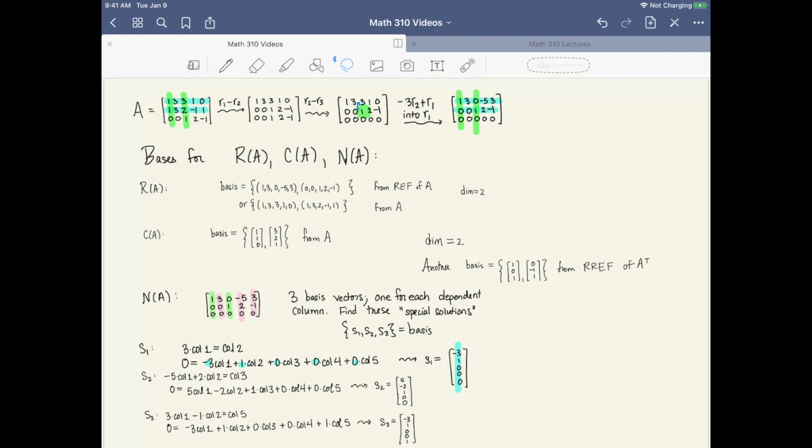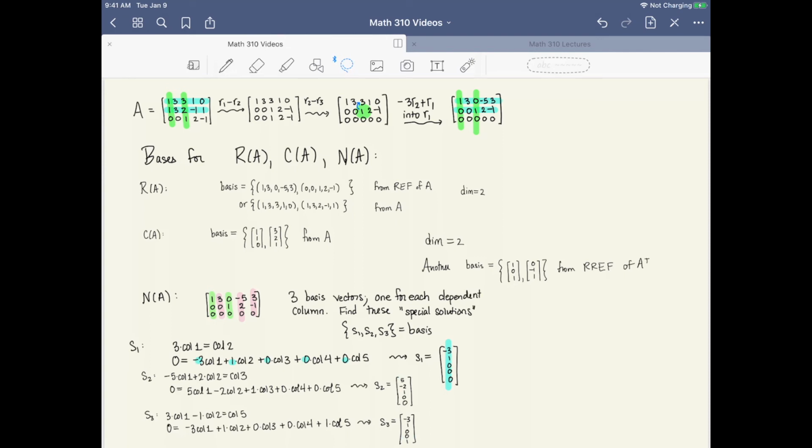From the dependency relations, minus 5 column 1 plus 2 column 2 gives me column 3. That's because if I take minus 5 times this column plus 2 times this column, I get this column. And likewise, I get another dependency relation, 3 times the first column minus this column, giving me the last, 5th column in my matrix. And like I did before with this one, I'm going to take the coefficients of the equation that's set equal to 0 and then encode them into these basis vectors.